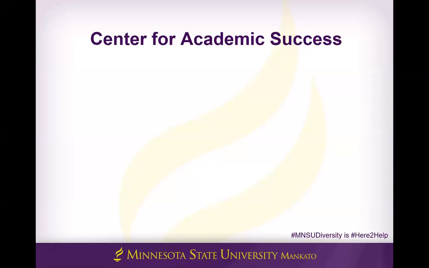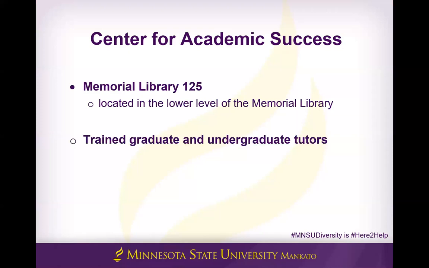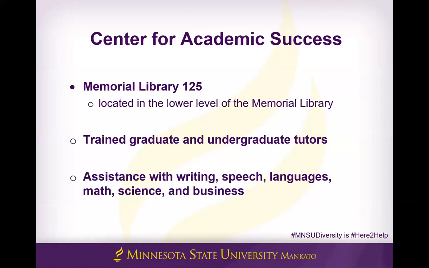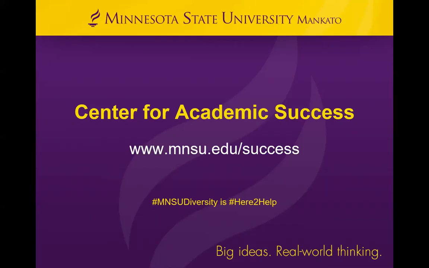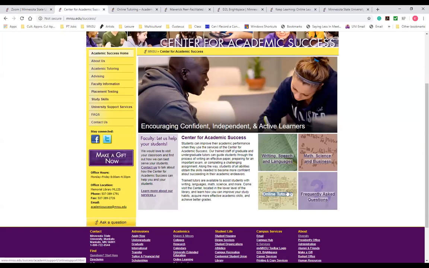The Center for Academic Success is located in the lower level of the Memorial Library, room 125. It is the main tutoring student support service on campus for all students. They have trained graduate and undergraduate tutors who are available to assist you with writing, speech, language, math, science, and business classes. You can access their website by visiting www.mnsu.edu/success. Again, that's www.mnsu.edu/success. It should look like this when you type it in.